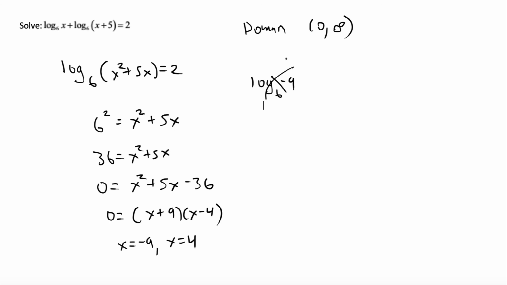So what does that mean? It means that negative 9 is an extraneous solution, right? So we did the work, we did everything correctly. However, when we plugged it back into the original problem, it did not work because we ended up with a negative value. Now you've got to be careful with this, right? There's only one answer here. The answer here is x equals 4.